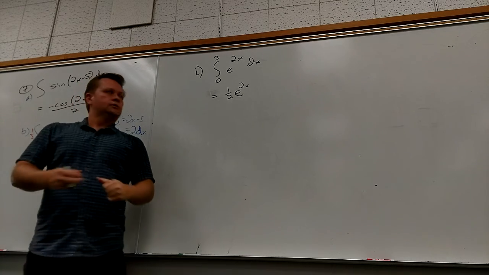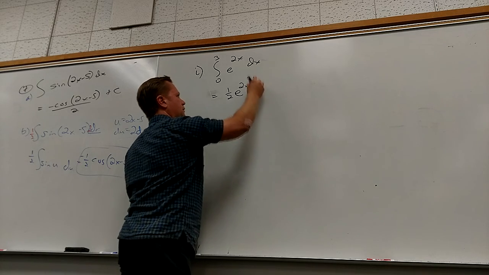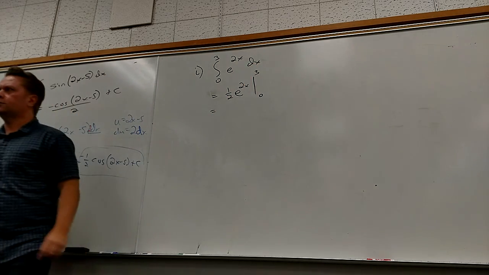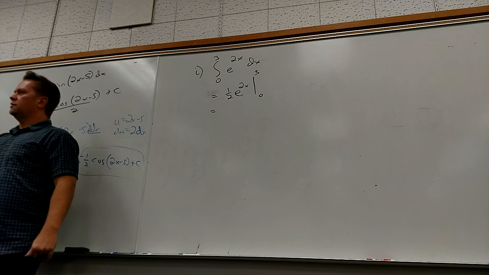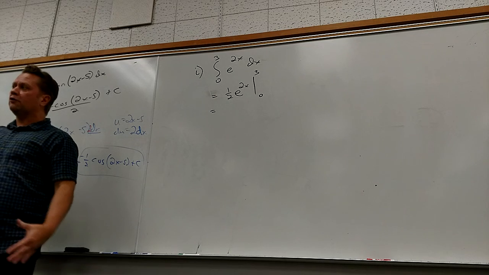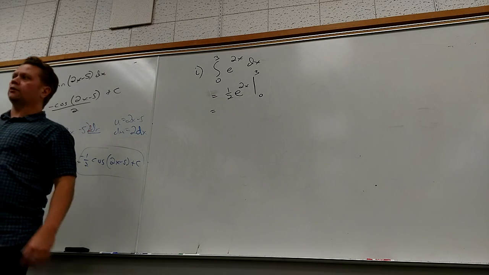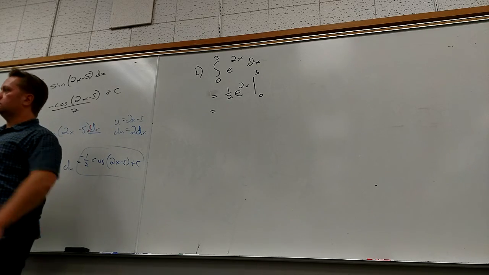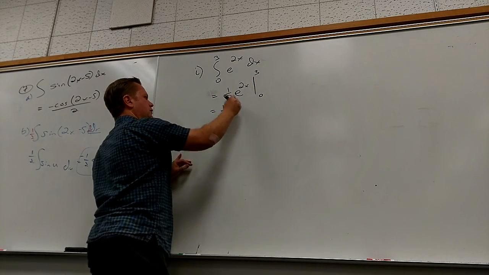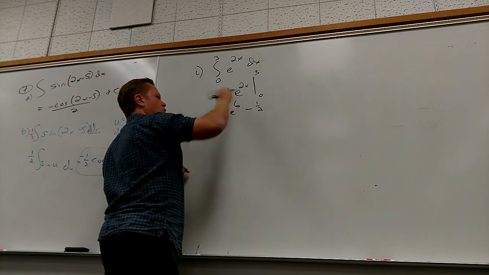Do I put plus c? No, because it's definite. Now here's why I wanted to use an exponential. When one of the limits is 0, people just kind of blanket go, yay, but what do you have to be careful about here? What is e to the 0? 1. Okay, so you can't just leave it out. When you put a 3 in, you get 1/2 e to the 6. When you put a 0 in, you get 1/2 times 1.